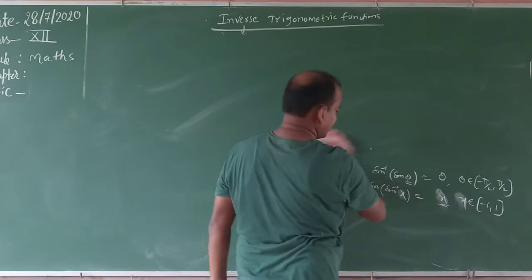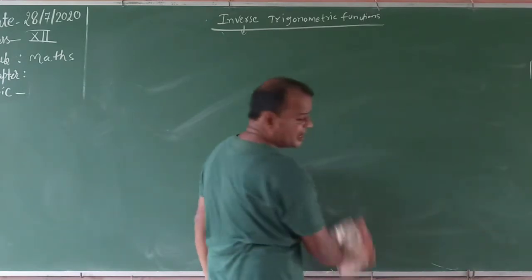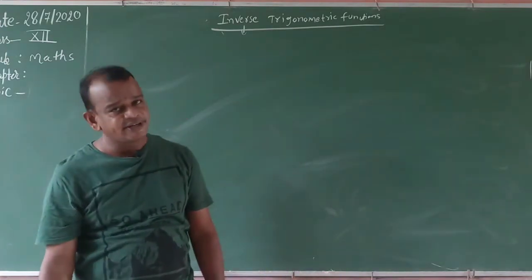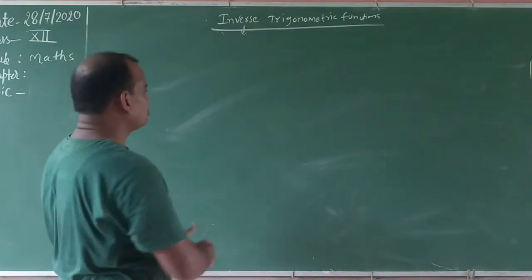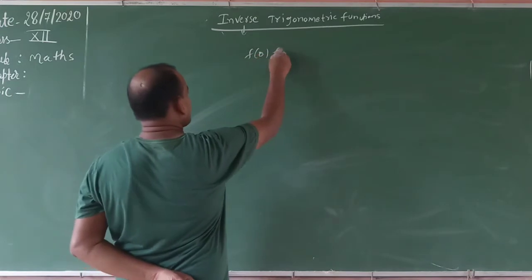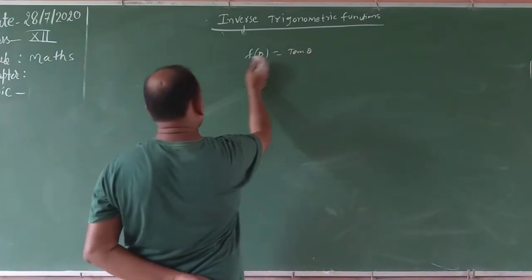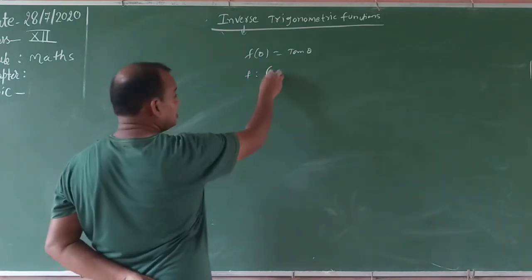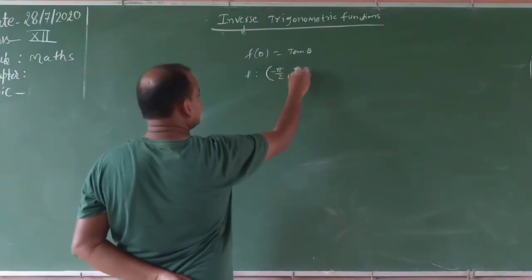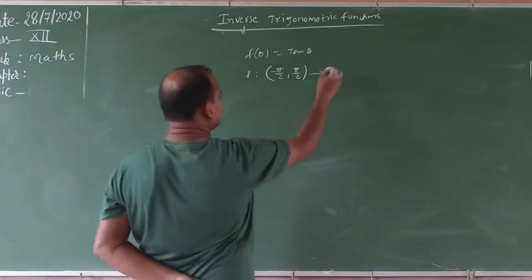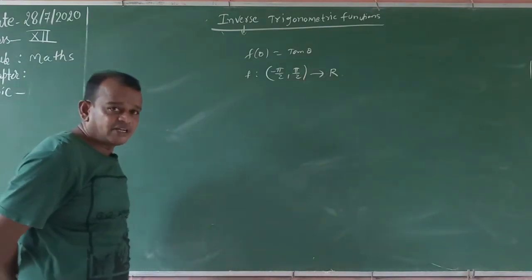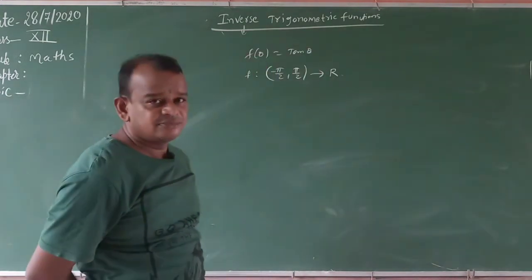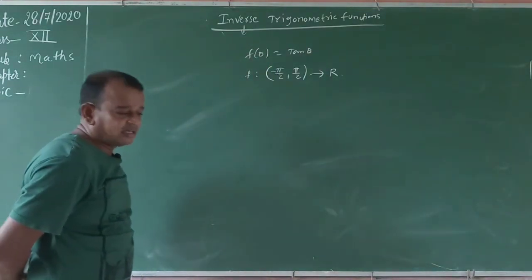Now we go to the tan function. Generally the tan function is not a bijection, but in some intervals it is a bijective function. Now suppose f of theta is equal to tan theta. F maps the open interval minus 90 comma 90 to R. What is the domain of the tan? Minus 90 comma plus 90. What is the range? R. What is the domain? What is the range?